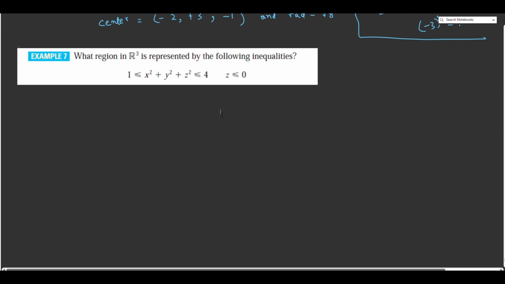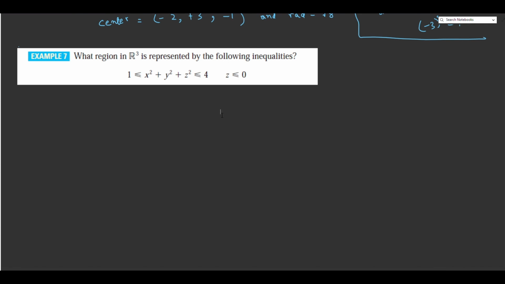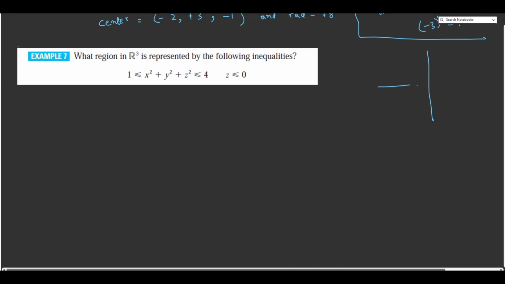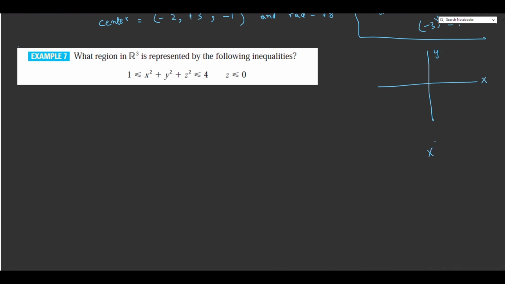Now in this example number 7, what region is represented by the following inequalities? This type of question we have done, let's say in calculus 2. Let's do this thing, for example, in the xy plane. For example, we are in the xy plane and we are given this: x square plus y square, this is less than or equal to 1, greater than or equal to 2. So what does this represent to you?